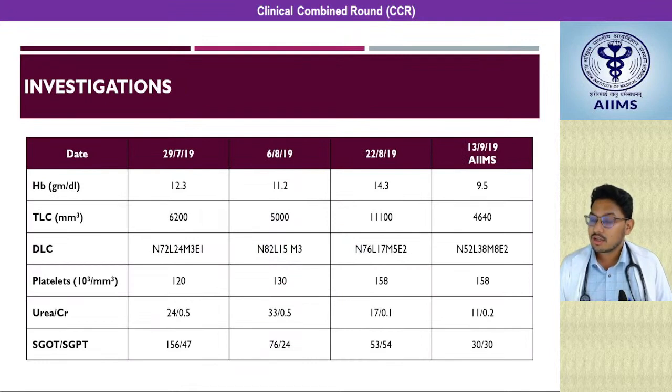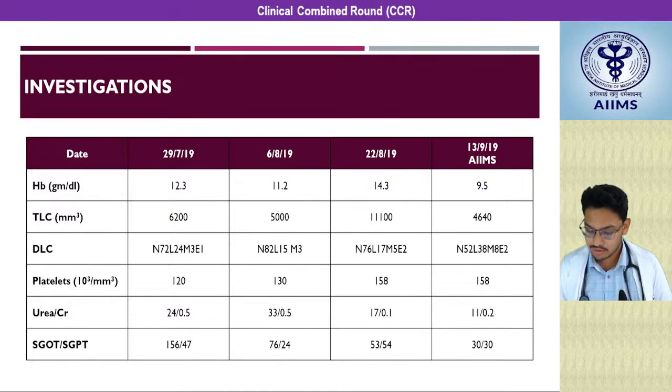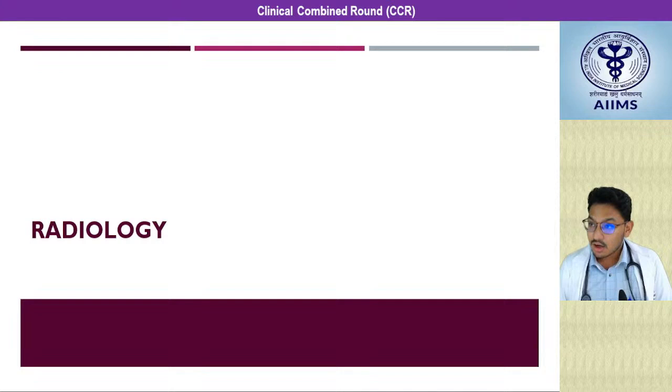Coming on to the investigations, hemoglobin had fallen significantly from a baseline of 12.3 to 9.5 when she presented. She did not have any leukocytosis or leukopenia. The TLC was within normal limits with neutrophilic predominance. She did not have any thrombocytopenia. Her renal function and liver function, although she had some transaminitis at the beginning, had normalized by the time she presented. Further, I invite Dr. Rashmi to discuss the radiology.